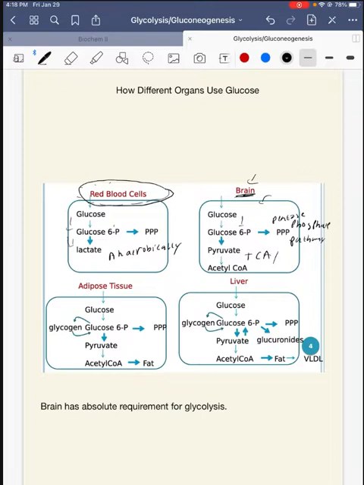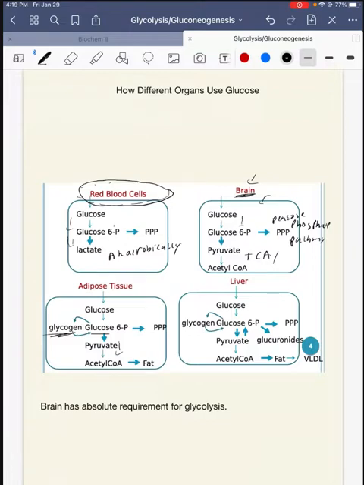Adipose tissue is really similar to the brain, except it can store glucose as glycogen. So after glucose is converted to glucose 6p, that can go and be stored as glycogen. And it also runs aerobically, converts to pyruvate and then acetyl-CoA.